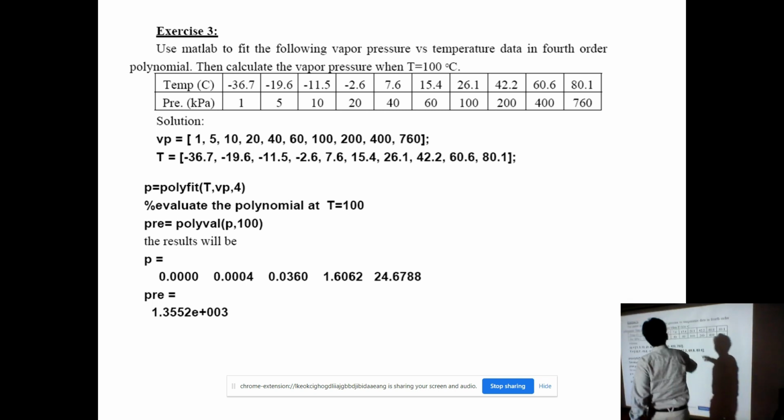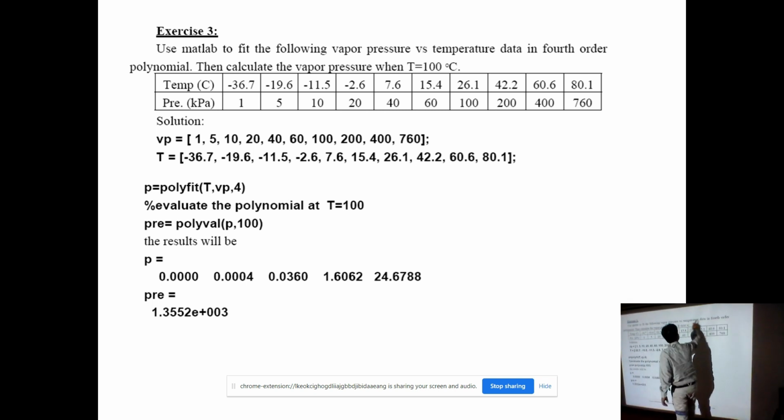You see, because I want this vapor pressure versus temperature for the fourth order, I am using polyfit with the temperature variable, comma, the vapor pressure variable, comma, four, because the question itself asked for fourth order. This whole polyfit function I assign to a variable called p. So if I run the program, I will get answers for p. What are the answers for p? The coefficients of the fourth order polynomial.